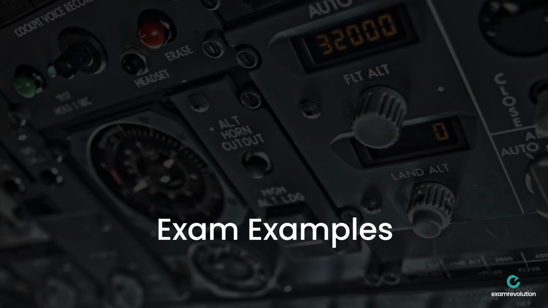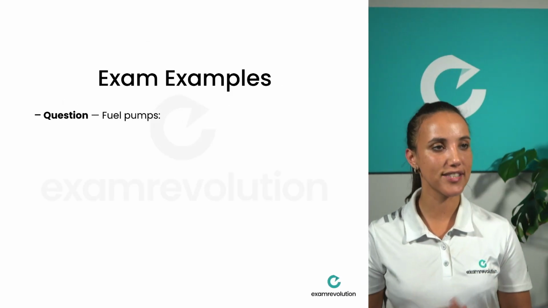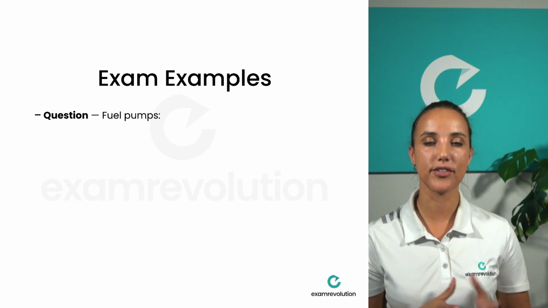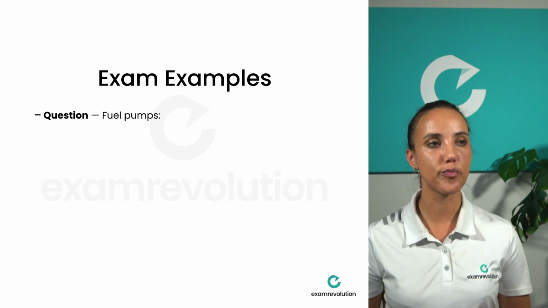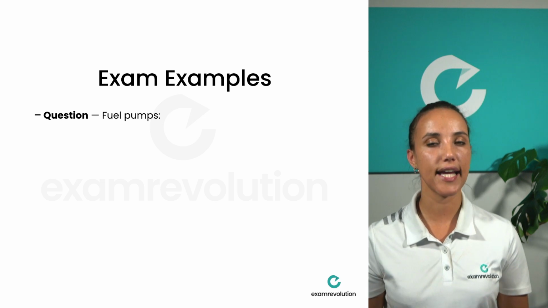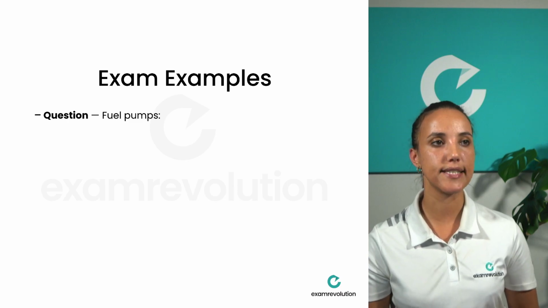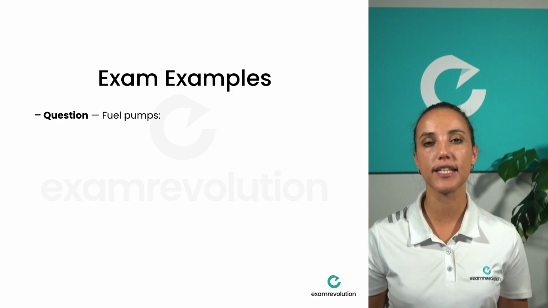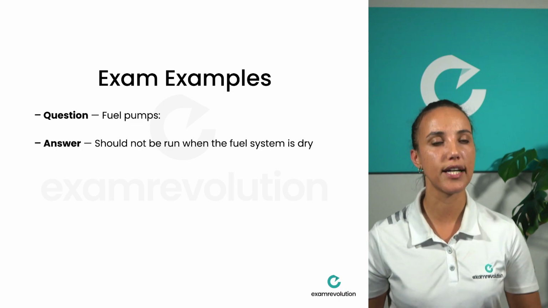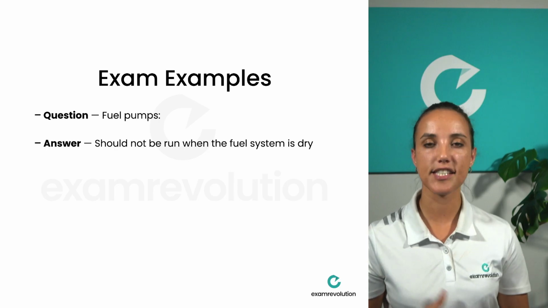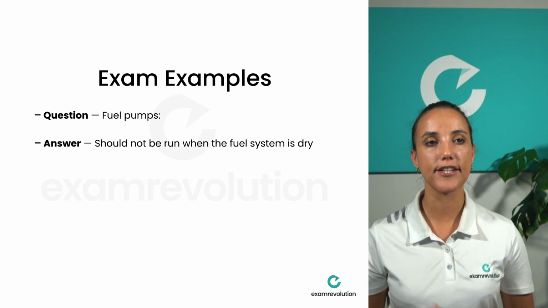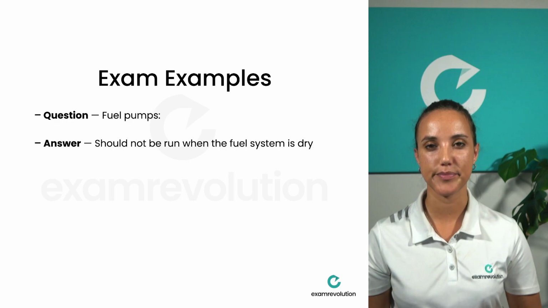Now let's have a look at a few exam examples. Our first question simply states fuel pumps. There can be a number of options, and obviously in the exam you would simply select the correct option. Fuel pumps are either a backup system to the engine-driven fuel pump, or can aid in priming the engine, or can help with keeping fuel within limits or removing vapor in the fuel lines. But the answer they're looking for is that it should not be run when the fuel system is dry, because fuel lubricates the fuel pump, and if there's no fuel going through the pump while it is on, it could overheat or damage the fuel pump.